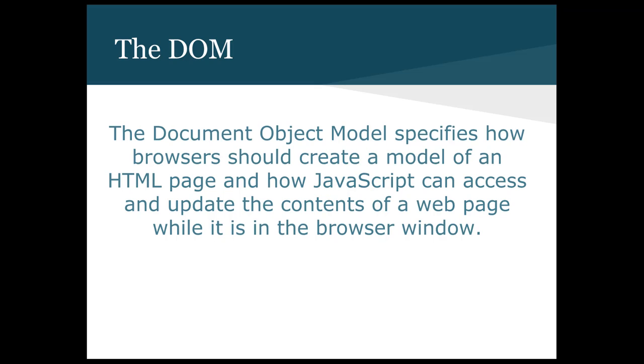The Document Object Model specifies how browsers should create a model of an HTML page and how JavaScript can access and update the contents of a web page while it is in the browser window. The DOM is neither part of the HTML nor part of JavaScript. It is a separate set of rules that is implemented by all major browsers. It involves 1. The making of a model of an HTML page, and 2. The accessing and changing of an HTML page.